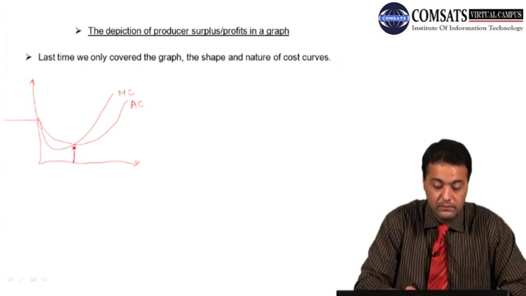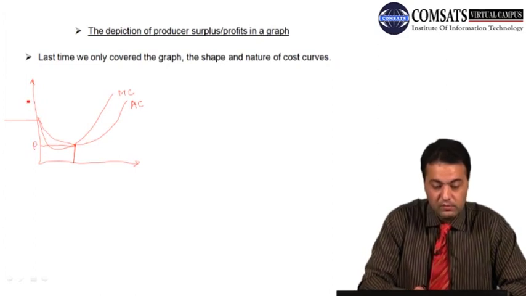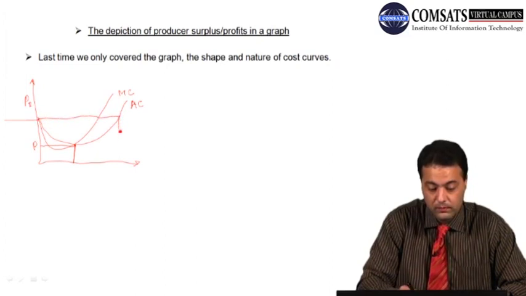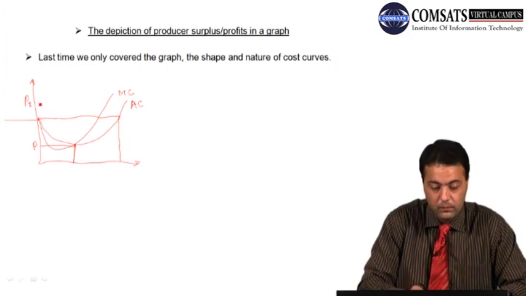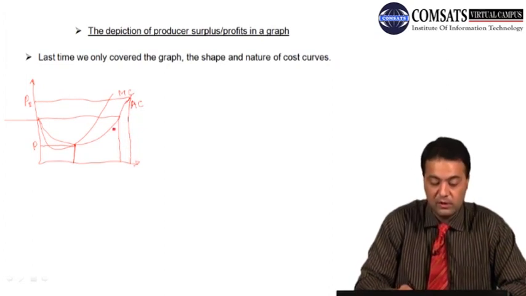We extend it over here. This is the price. Now suppose this is the original price, and somehow the price rises over here to P1 or P2, suppose. We extend this line over here like this. Then the P2 price line touches it if you extend it. Extend it to the horizontal axis, normally as we do.